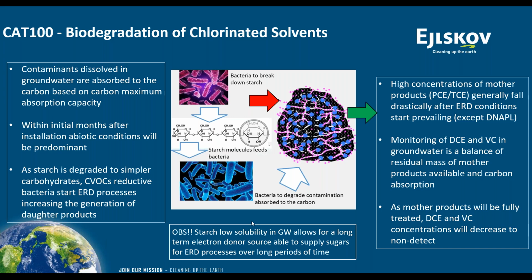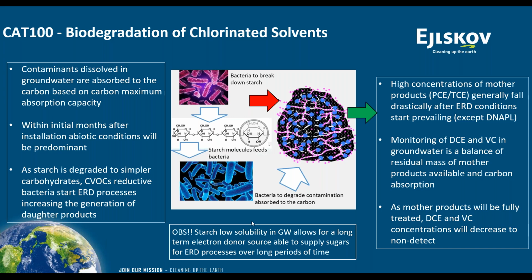Any dissolved phase contamination traveling within the groundwater will still be absorbed onto the carbon. The difference is now that the bacteria present within the carbon structure, which are inoculated pre-injection, and the sugars that are being generated by the starch degradation, will now boost the treatment of the chlorinated compounds all the way down again to non-toxic gases.